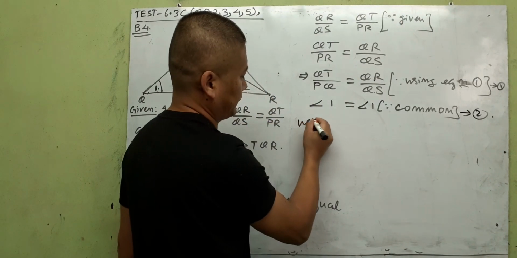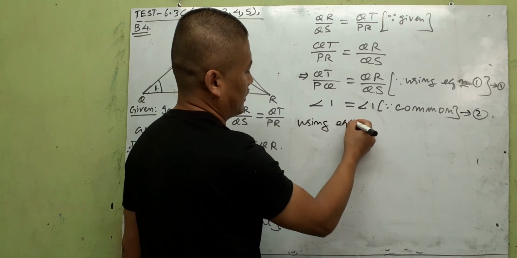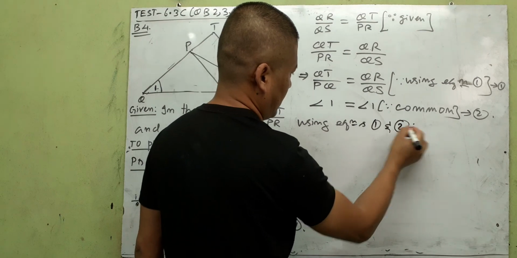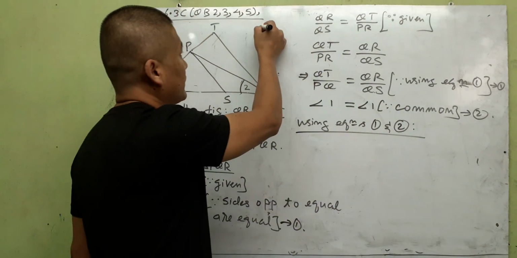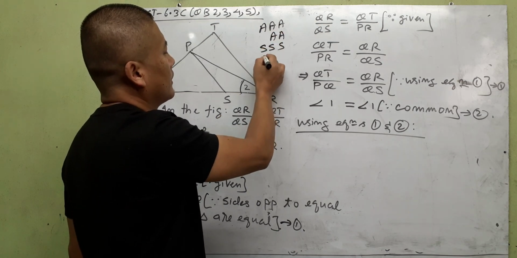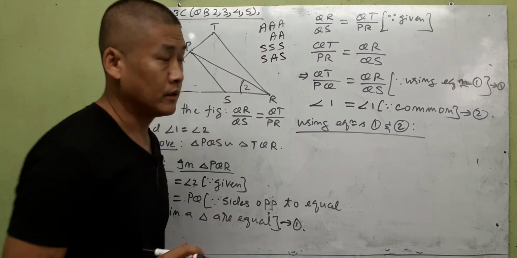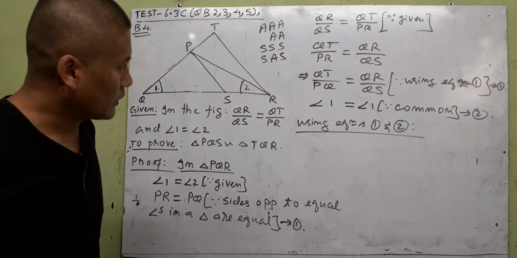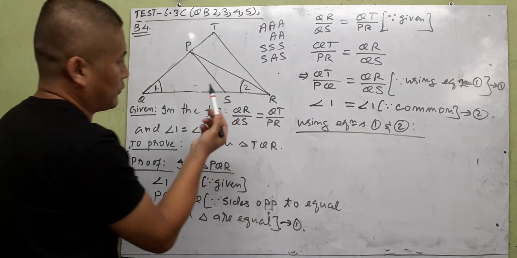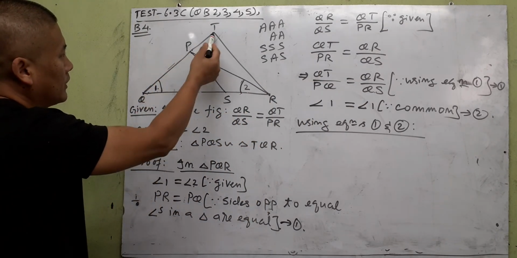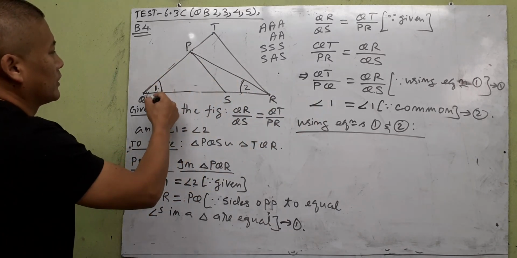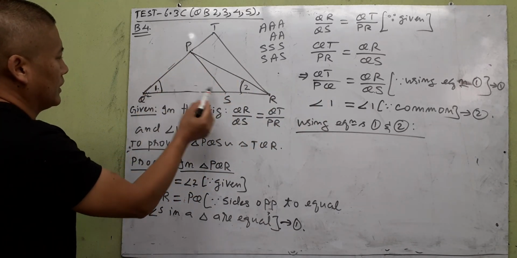So using equations 1 and 2, we remember there are 4 similarity conditions: AAA, AA, SSS and SAS. Which one is it? Now look here. This here, QT and QR are the sides of one triangle, the big triangle. PQ and QS are the sides of this small triangle, PQS.